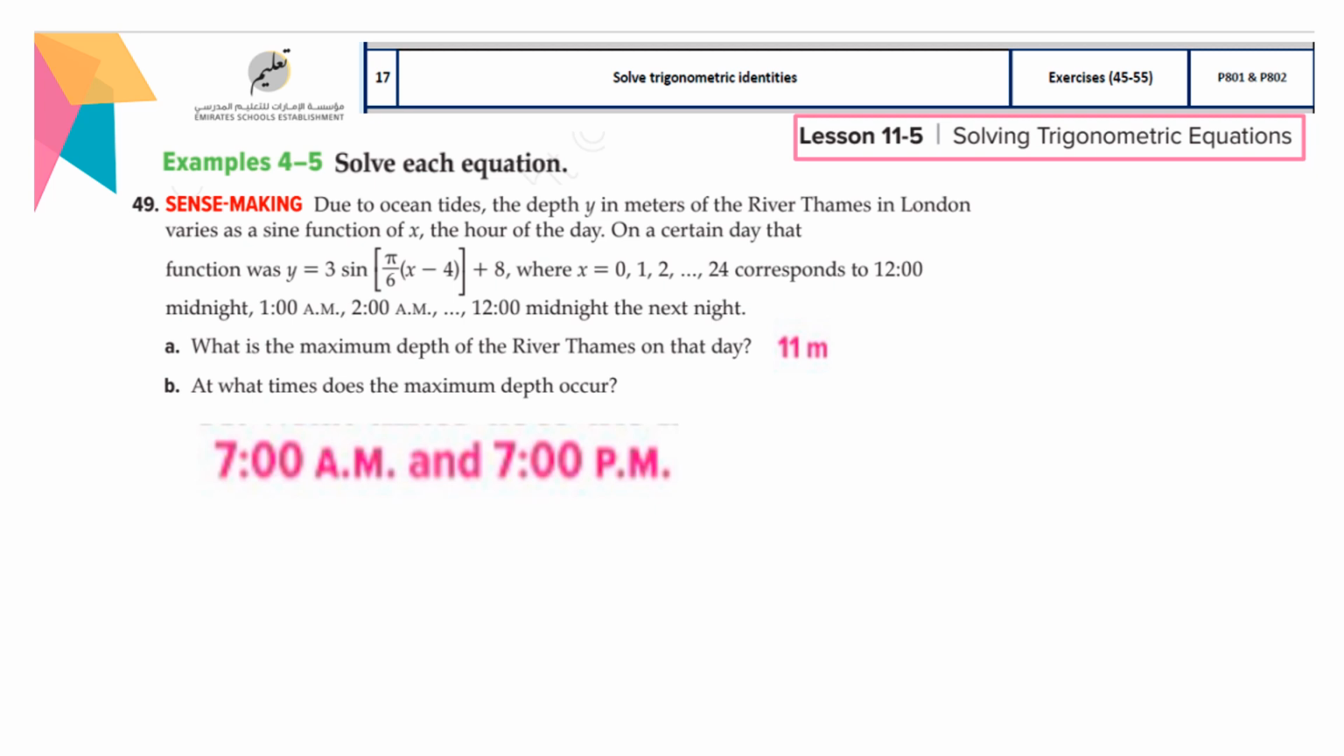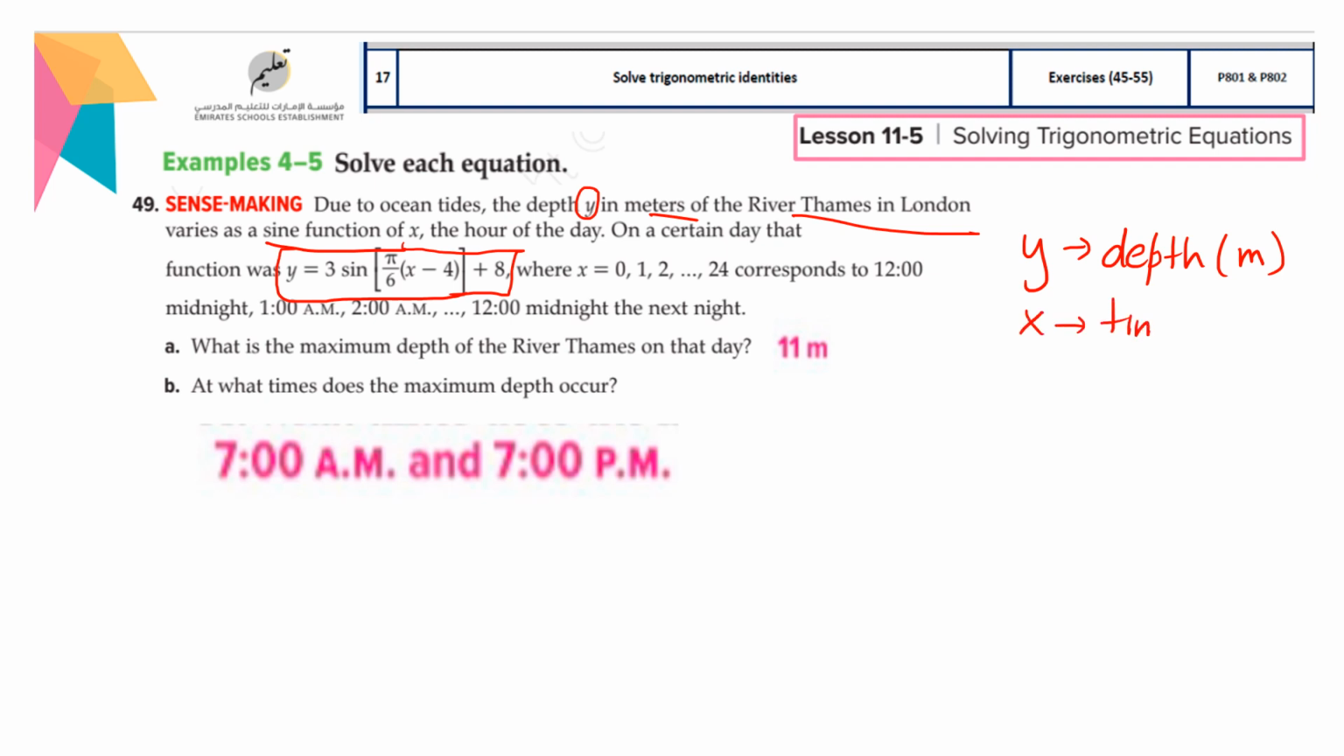Due to ocean tides, the depth y in meters of River Thames in London varies as a sine function of x. So you have a function y equal to 3 sine(pi/6 (x minus 4)) plus 8 given to you. What is y representing? It is representing the depth of this River Thames and the unit is meters. And what is x representing? It is representing the time in hours.